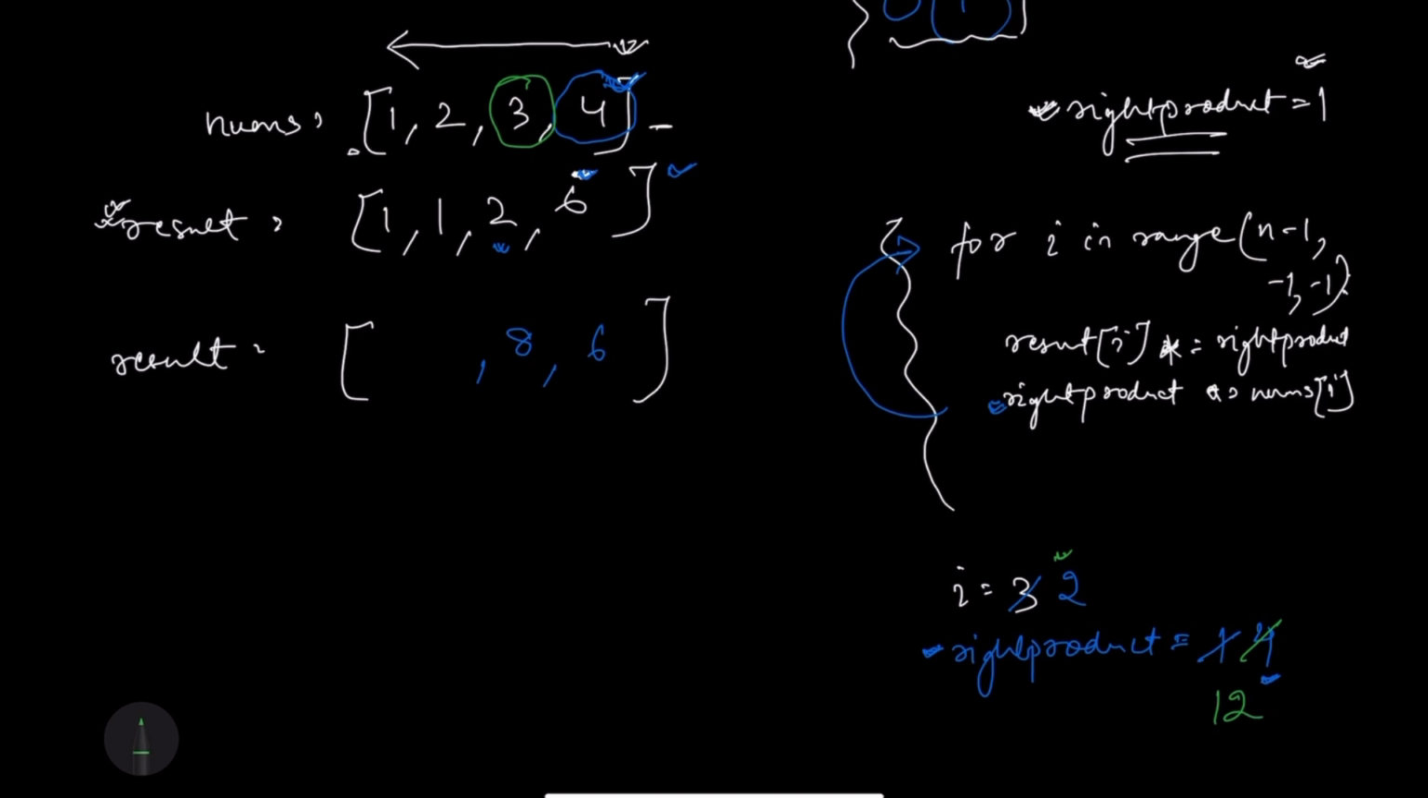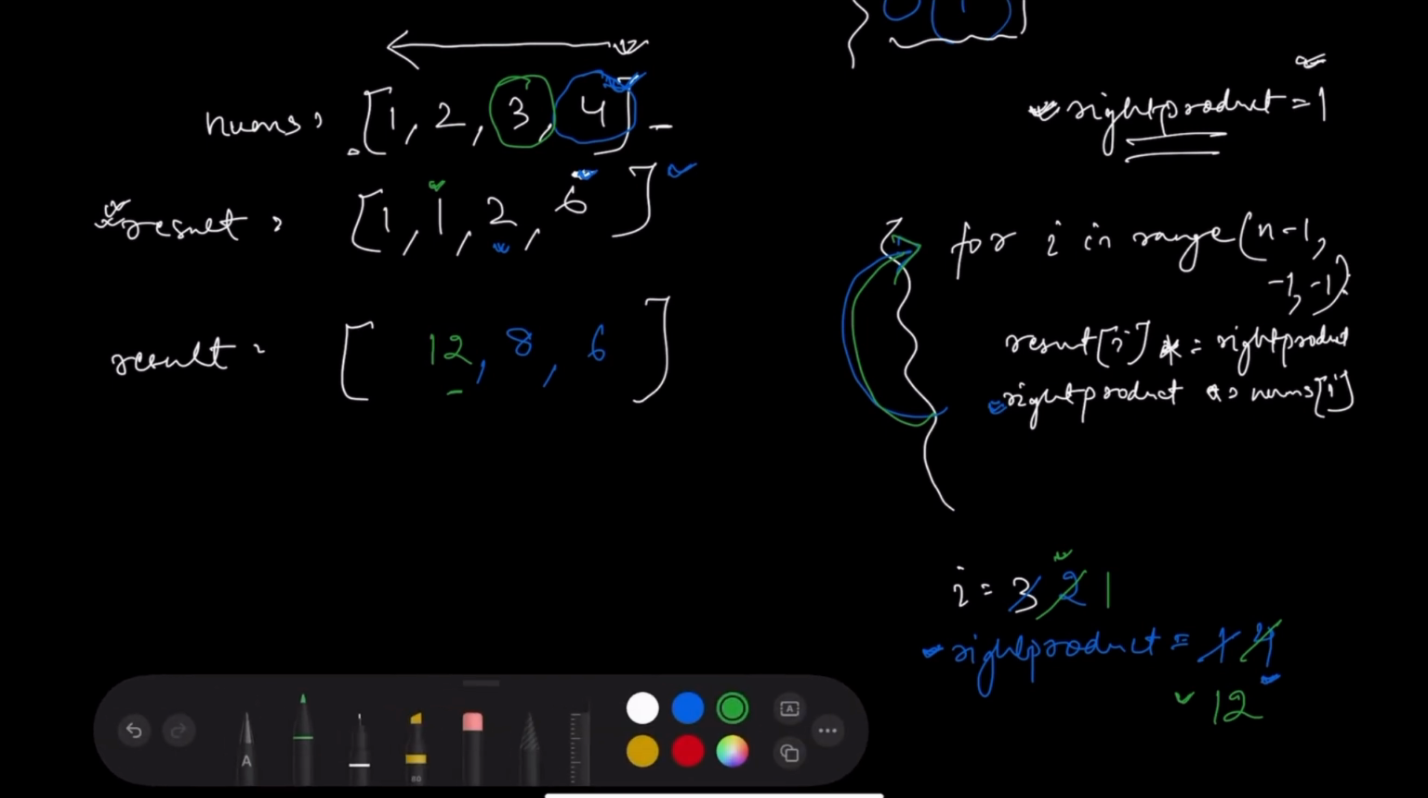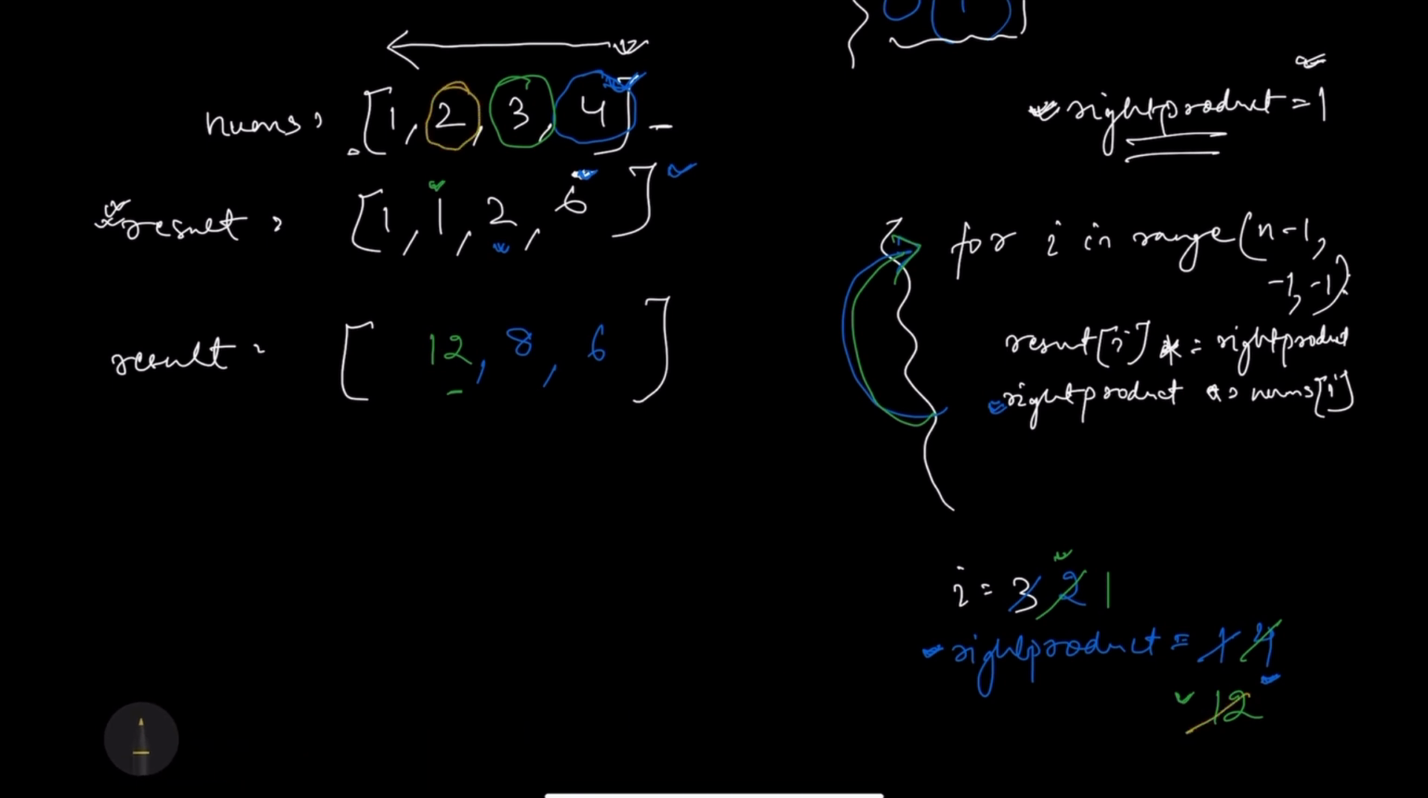Now when our i would be 1, we will iterate again. Now let's find our result for index 1. It would be our right product into our left product. So that would be 12. After that, we have to modify our right product. It would be right product into the nums at this position, nums at 1. That would be 2. 12 into 2 would be 24.